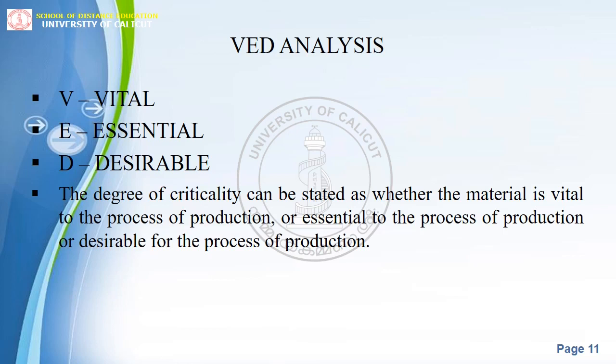Essential materials are those which are very important. Without these, production can be done only for a few hours or a day. If they are out of stock for a longer period, production will come to a halt. Desirable materials are those which are required for production, but the factory can manage without them for some time, maybe a week or more.